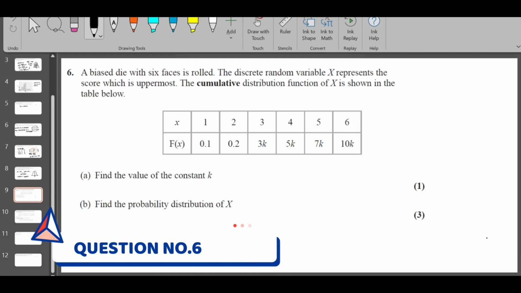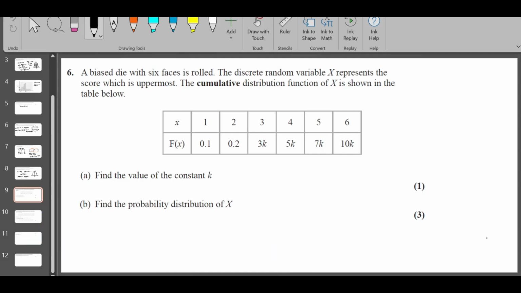Question number 6. A biased die with 6 faces is rolled. The discrete random variable X represents the score which is uppermost. The cumulative distribution, capital F of x, is given. Find the value of k. Always remember in the cumulative distribution F of x that the last value should always be 1, because sigma p of x is 1. The sum of all the probabilities should be equal to 1, and we are finding cumulative by adding all the probabilities. So 10k is 1, k is 1 over 10.